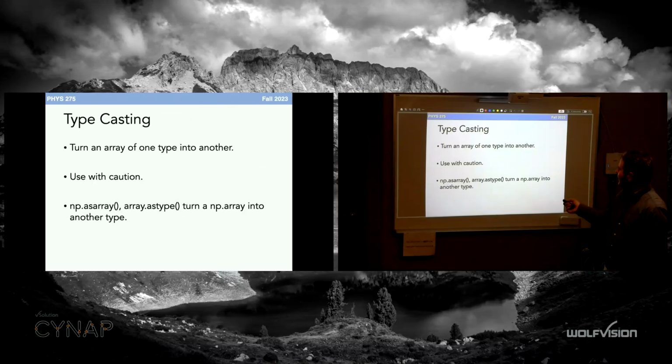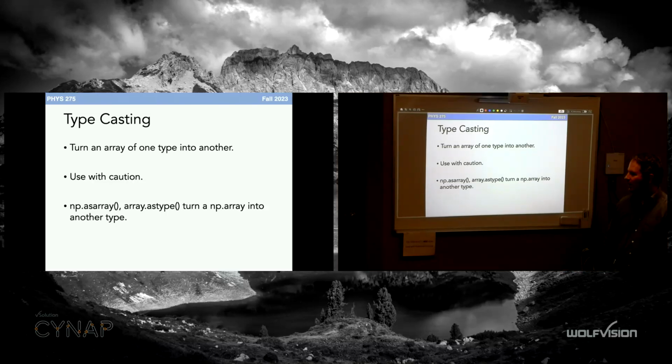We talked about typecasting, so turning an array of one type into another, to be used with extreme caution, but it is there. So NumPy asarray or with array astype, turn a NumPy array into another type. You can have a NumPy array and just type astype float, for example, which means you've just sort of taken a baseball bat and rammed it into that shape. Usually some violence was involved to that NumPy array, okay?